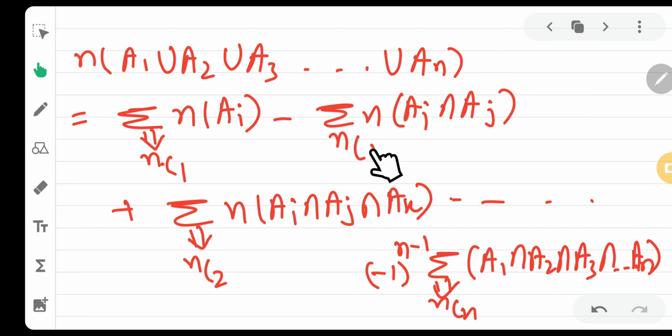Now the second one is nC2. Mistakenly I have written nC1. This is nC2. This is nC3. Extremely sorry guys. And the last one is nCn, right? Only single element, so nC1, double element, so nC2, triple element, so nC3. Extremely sorry for that.